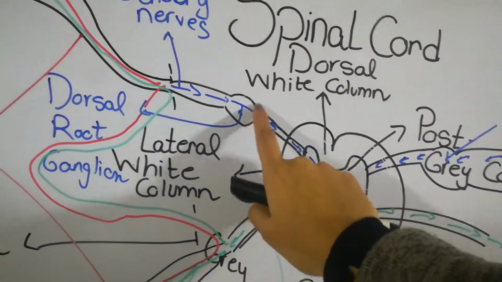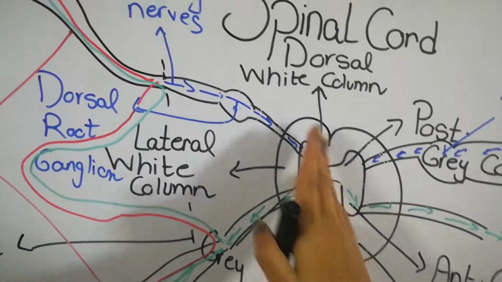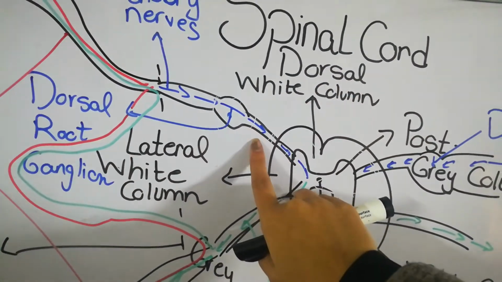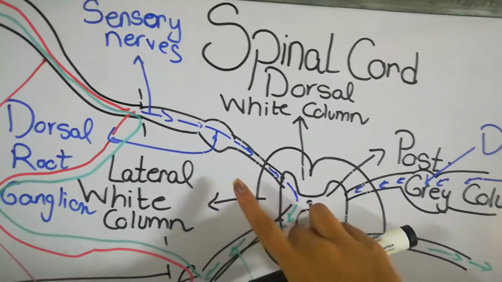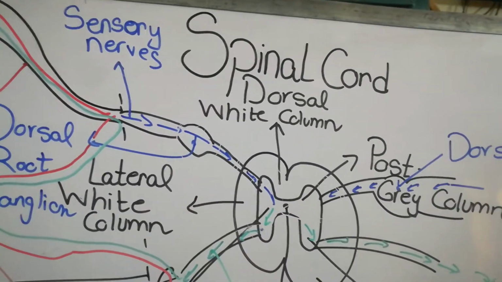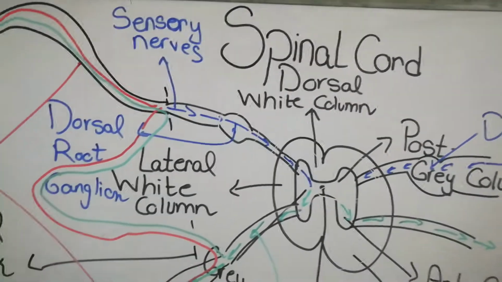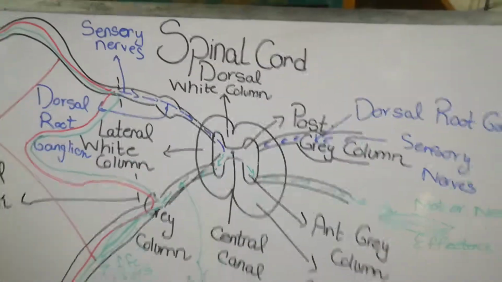And as this collection of cell bodies is present outside the spinal cord and it's on your posterior root, that is why it is known as the posterior root ganglia, and the other name for posterior in anatomy is dorsal. So that is why it is also known as your dorsal root ganglia. So that was basically it.